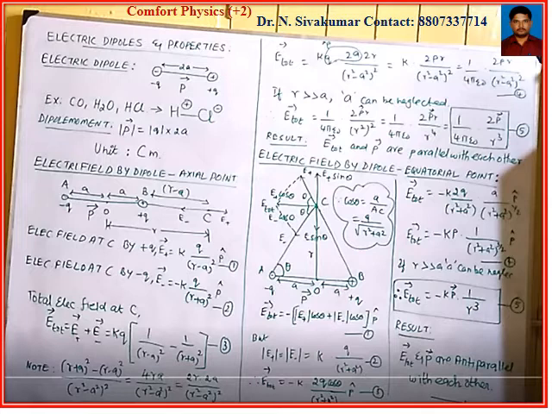So you must write the result that here the total electric field and dipole moment are anti-parallel to each other. It is not in the parallel manner. You must write the result.